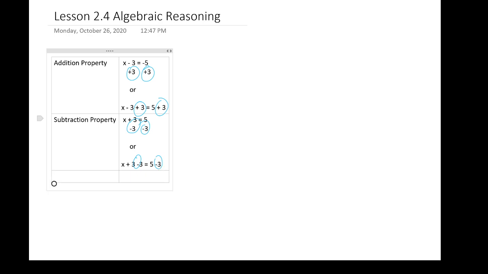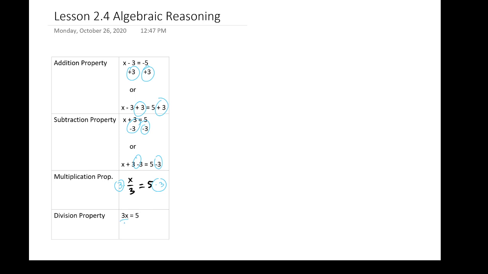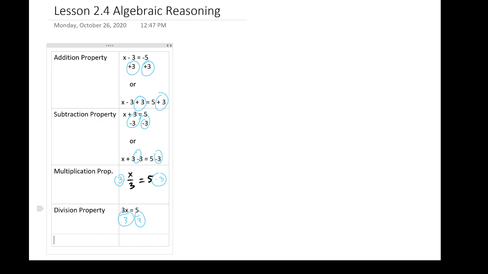That's subtraction. Next is the notion of the multiplication property. I'm just going to abbreviate here. We have x over 3 equaling 5, and then for multiplication we're going to take times 3 on both sides. That's going to be our multiplication property. Moreover, we have the division property, which is going to be 3x is equal to 5, and for that division, we divide by 3 on both sides. Okay, so those are some of the basic properties.